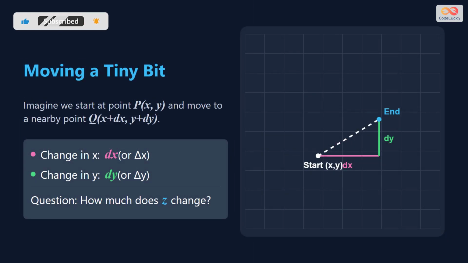Now imagine we are standing at a point P, and we want to move to a nearby point Q. We move a tiny amount in the x direction, called dx, and a tiny amount in the y direction, called dy. The big question is, moving these tiny distances on the map, how much does our height, z, change?